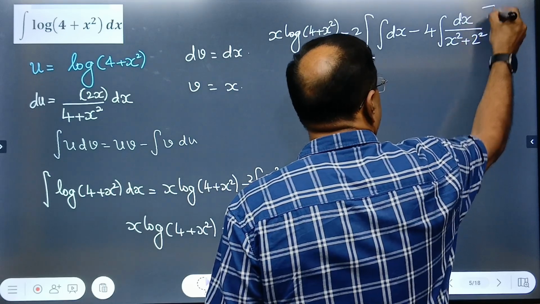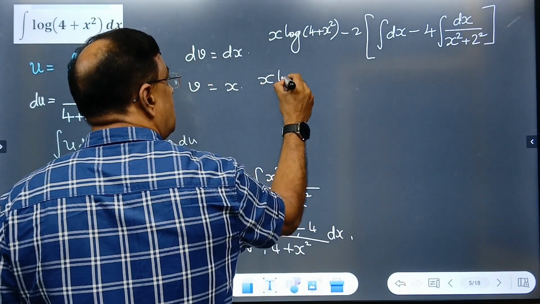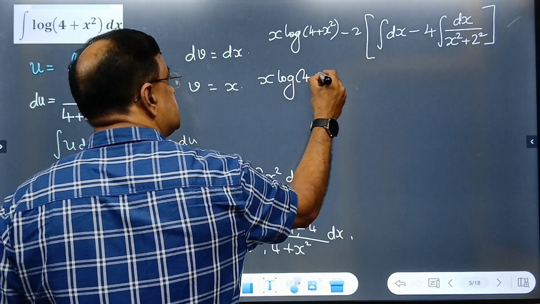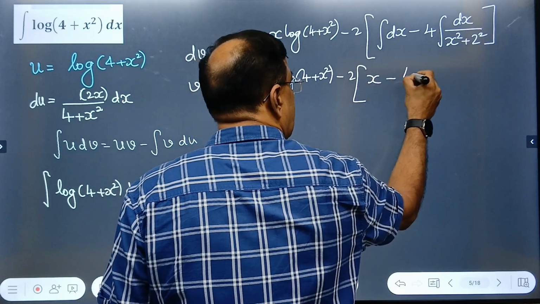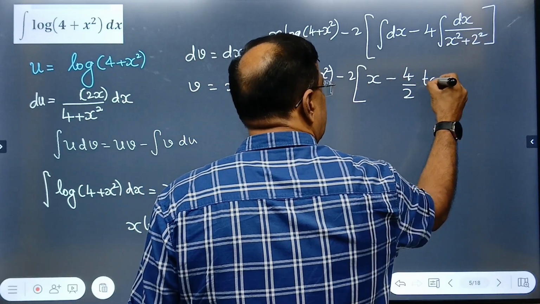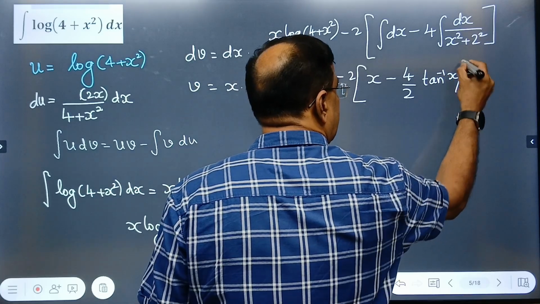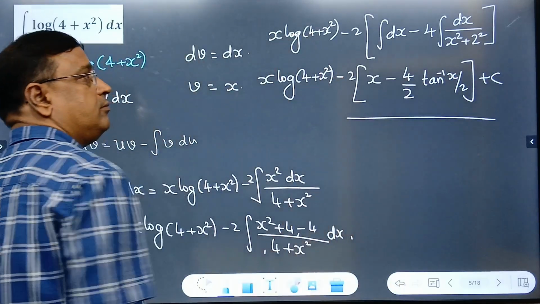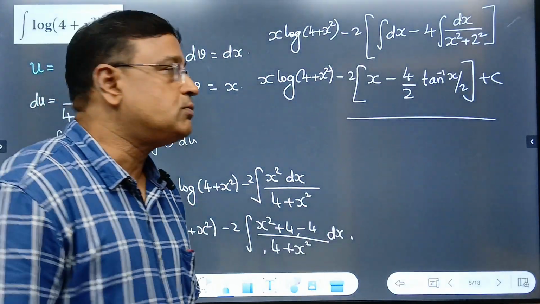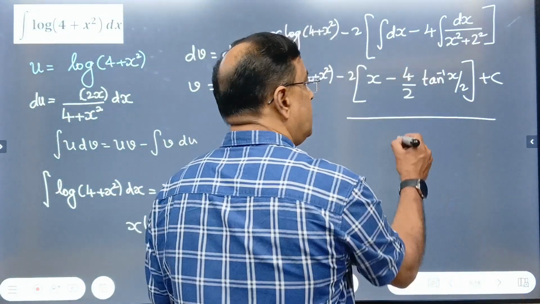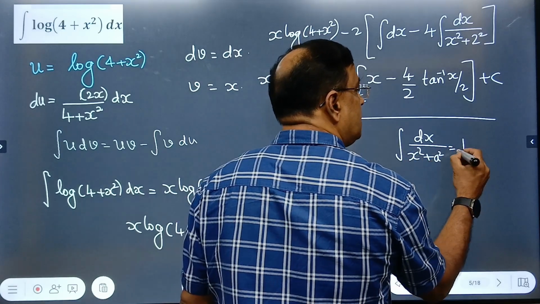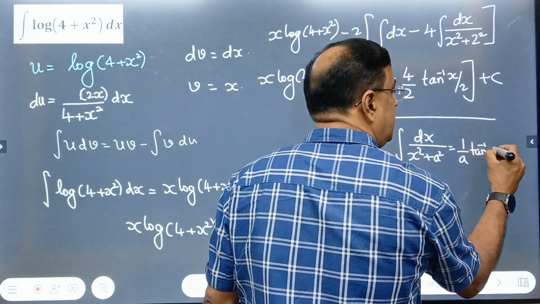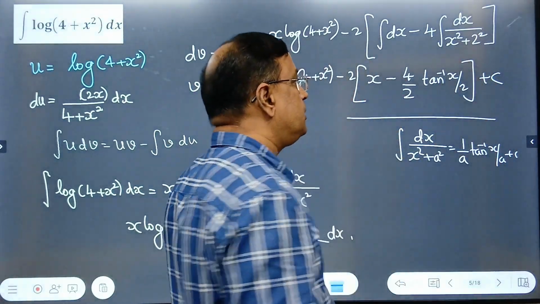This is nothing but 2 square. So this is x into log of 4 plus x square minus 2 into integration of dx, which is x, and this is 1 by a tan inverse of x by a plus c. The formula of dx by x square plus a square is 1 by a tan inverse of x by a, already we have done this. So I am applying this formula here because a is 2.